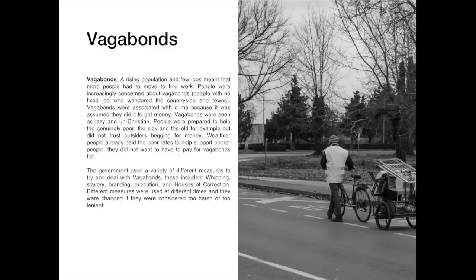The government used a variety of different measures to try and deal with vagabonds. These included whipping, slavery, branding, execution, and houses of correction. Different measures were used at different times, and they were changed if they were considered too harsh or too lenient.